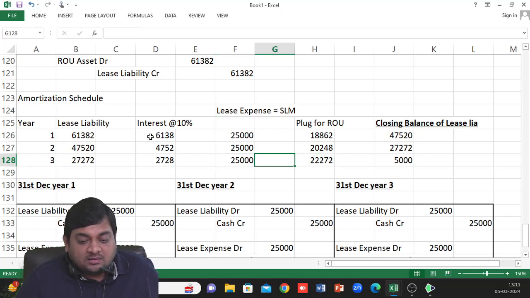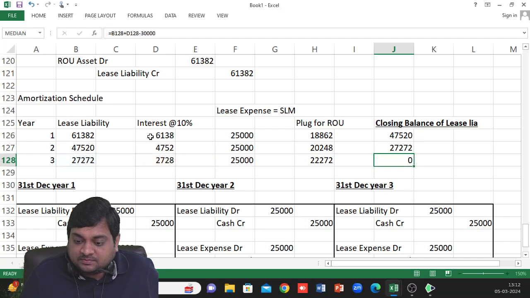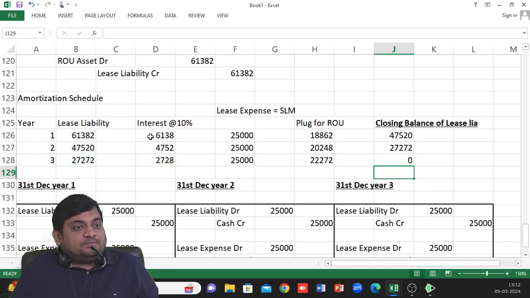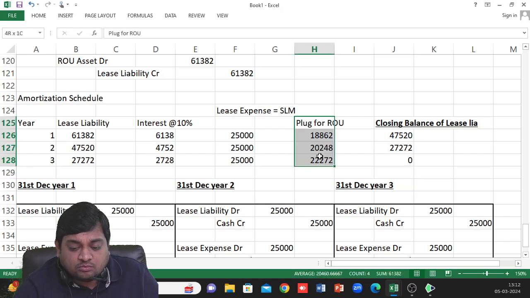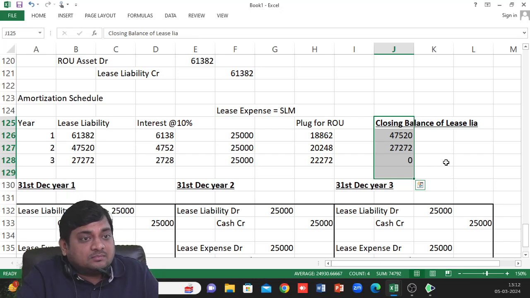Right? This closing will be this minus this. Lastly, we are making a payment of 30,000. It is 0. So here for ROU, when you take the plug of ROU, we compare interest expense and lease expense. But when you calculate lease liability, we take the actual payment that we have made: 20, 25, 30.